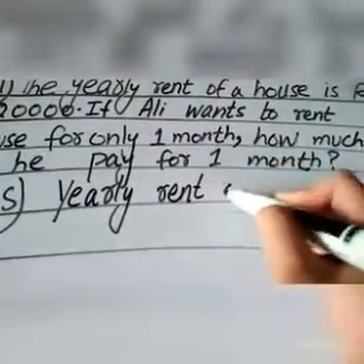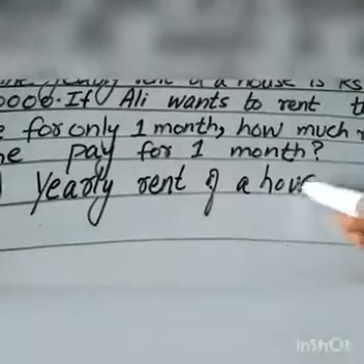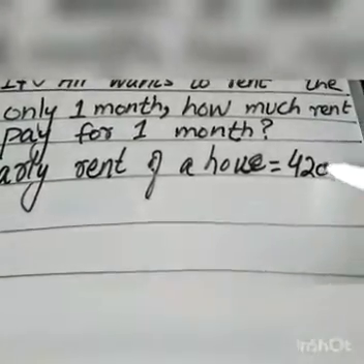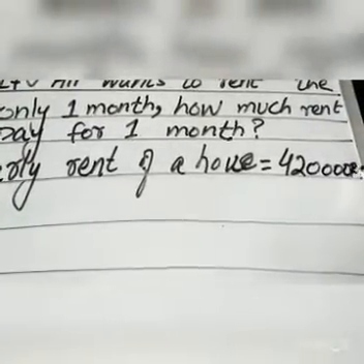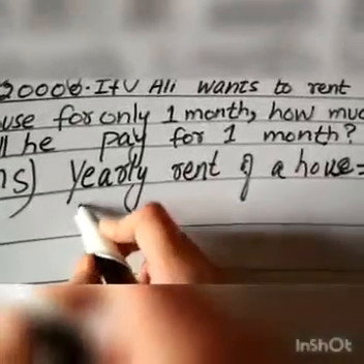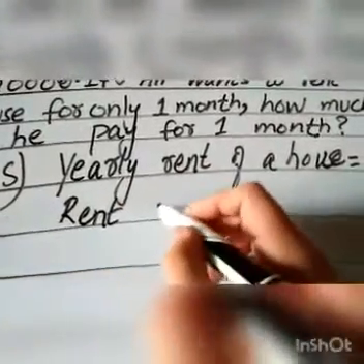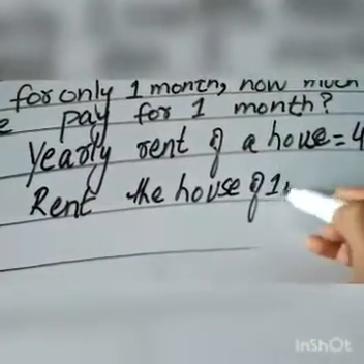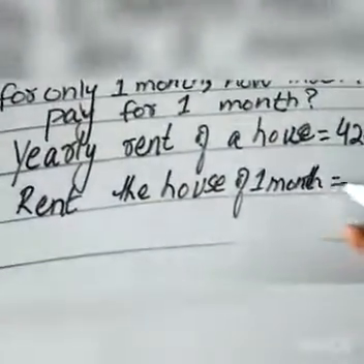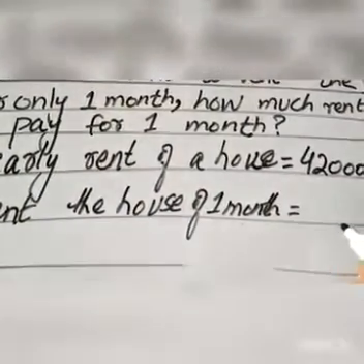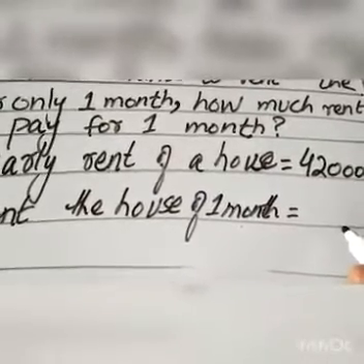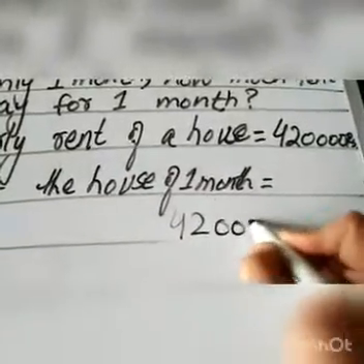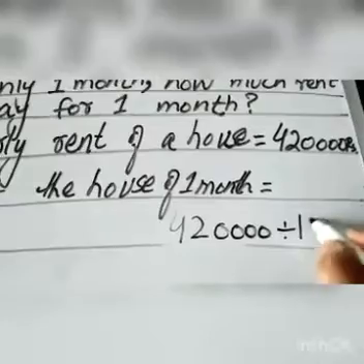Yearly rent of a house is equal to 4 lakh and 20,000 rupees. Okay. Rent the house of 1 month. Class, we have to divide it by 12 because in 1 year there are 12 months. Okay. So we have to divide it by 12. 4 lakh and 20,000 divided by 12.